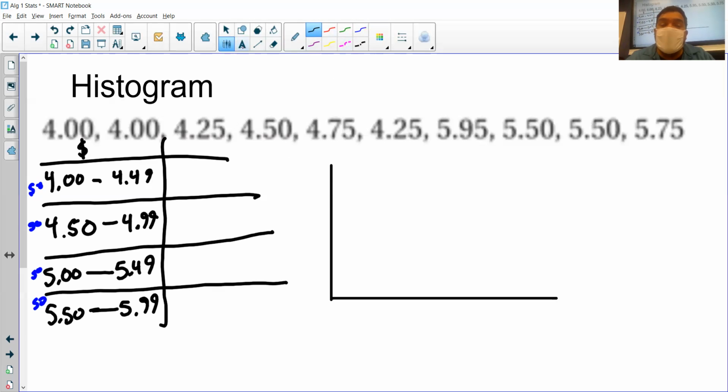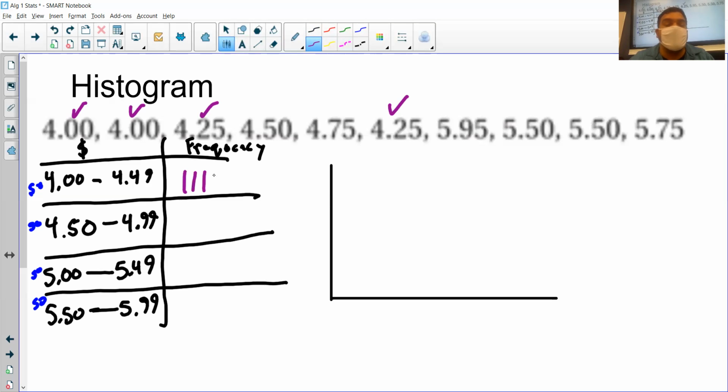On this right side, this is an important word. You're going to write frequency. Now, what does frequency actually mean? How many times it happens? Good. A frequency is how many times something happened. First, count how many times you have money between 4 and 4.49. 1, 2, 3. This is 4.50, it doesn't fall in there. So we have 4 times.